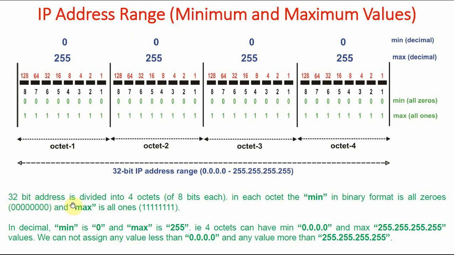That means a 32-bit address is divided into 4 octets of 8 bits each. In each octet, the minimum in binary format is all 0s and the maximum is all 1s. In decimal, the minimum is 0 and the maximum is 255. That is, the 4 octets can have a minimum of 0.0.0.0 and a maximum of all 255s. We cannot assign any value less than 0.0.0.0 and any value more than 255.255.255.255.